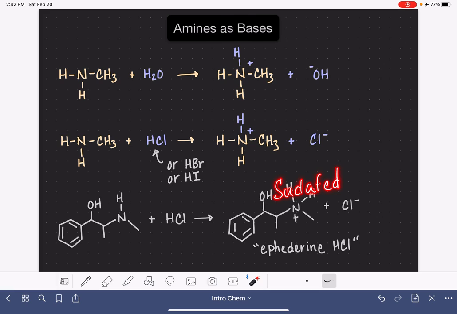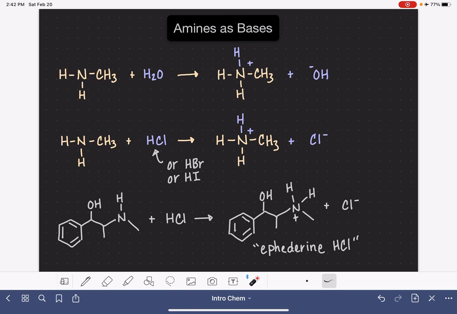So it's a great decongestant, nasal decongestant. It is much more preferable than straight ephedrine because it doesn't have a funky smell. Ephedrine has a funky smell. This has no smell. It doesn't respond quite as well in the body as straight ephedrine does, but it responds well enough.